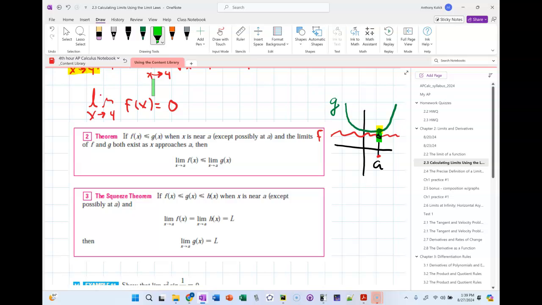Is that less than or equal to, or is it just less than? It's less than or equal to. Yeah, so if the two touched at one point, the limits still just have to be either less than or the same as each other for this to hold true.